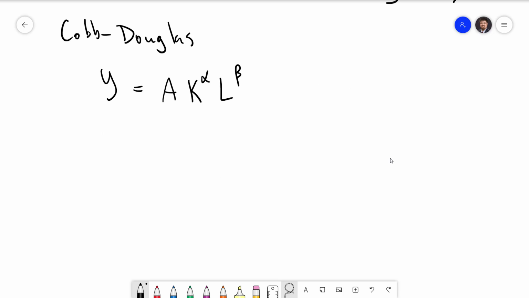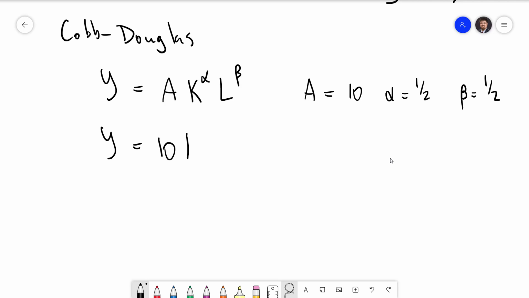Consider an example where we have a total factor productivity of 10, alpha equals 1/2, and beta equals 1/2. This gives us the production function y equals 10 K to the 1/2, L to the 1/2. We can now plug in any values of K and L and figure out what the total GDP in the economy is going to be.